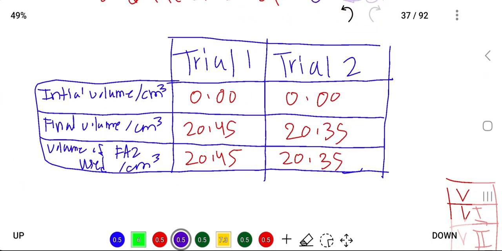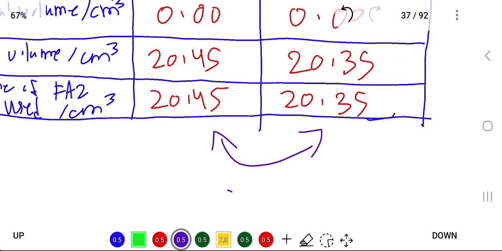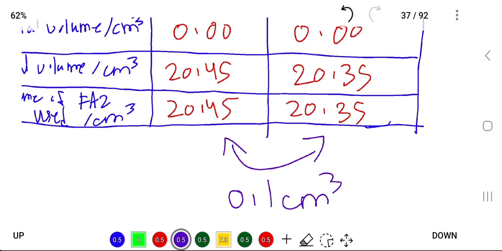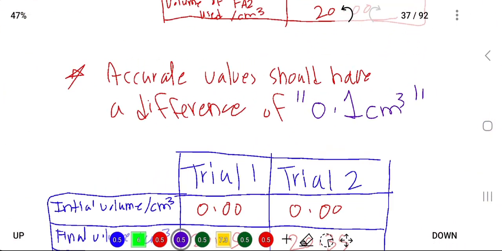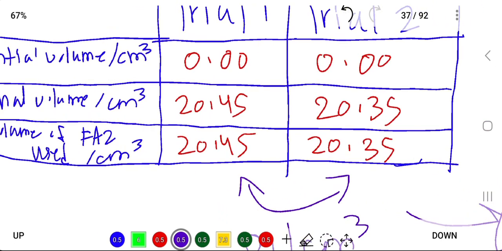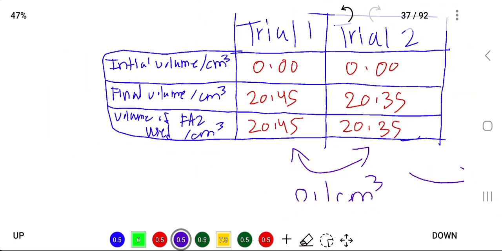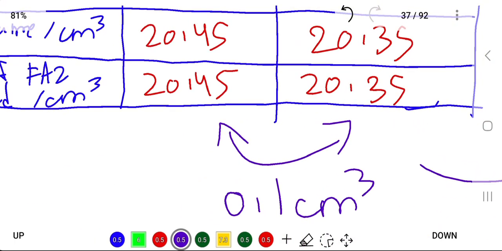What does that mean? If you did the difference between 20.45 and 20.35, their difference is max 0.1 centimeter cubed, and we said the accurate values should have a difference of 0.1, right? And this will give you the full marks of these 3, because they want your accurate results, and these 2 are accurate, showing that you did your experiment correctly. Do you understand that the difference between these is 0.1?